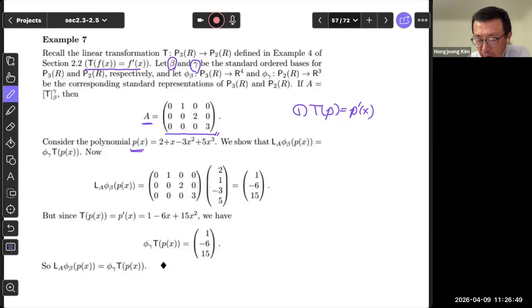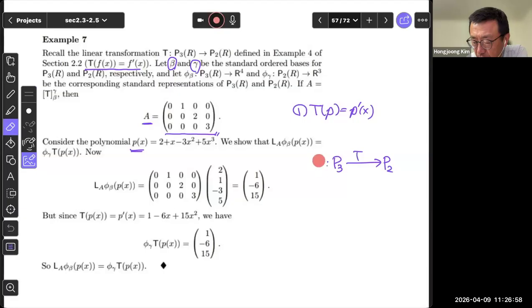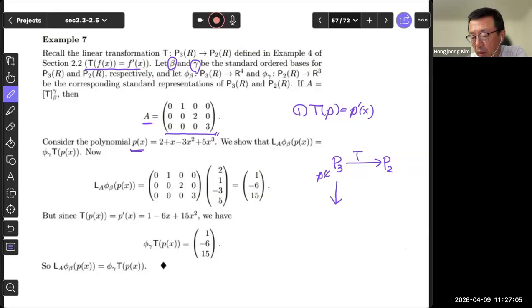Or, given this T from P3 to P2, we have this p polynomial, and what is the coordinate of p with respect to beta? If beta is the standard basis, then the coordinate of this p will be 2, -1, 2, 1, -3, and 5.